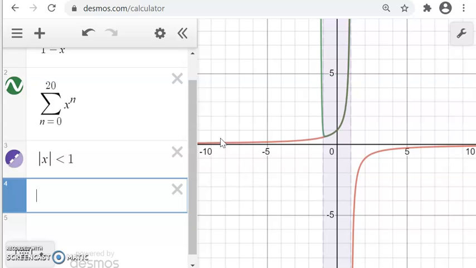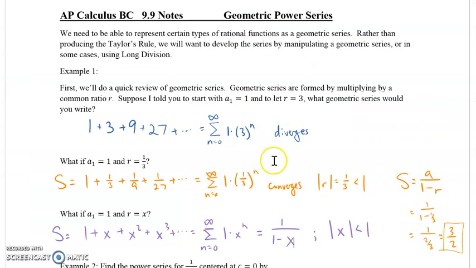So this is fantastic. We now have a way of taking a rational function and turning it into a power series and finding its interval of convergence, all just by knowing this one formula right here. Pretty cool. And we don't have to take a whole bunch of derivatives. We don't have to do the ratio test to determine the interval of convergence. All we need is our geometric series formula and the restriction that we know that the absolute value of r has to be between -1 and +1.